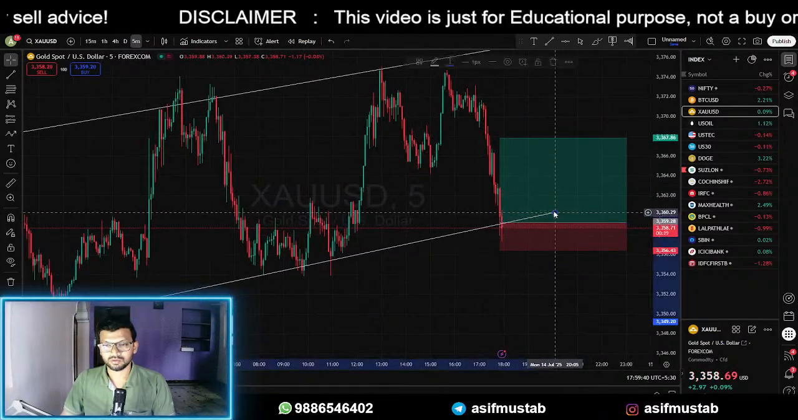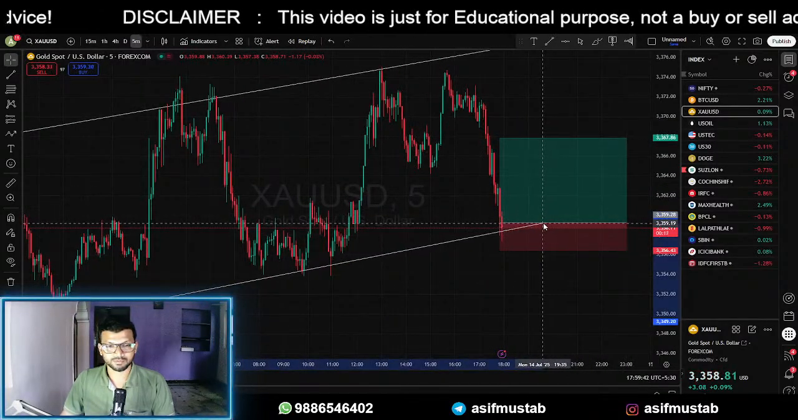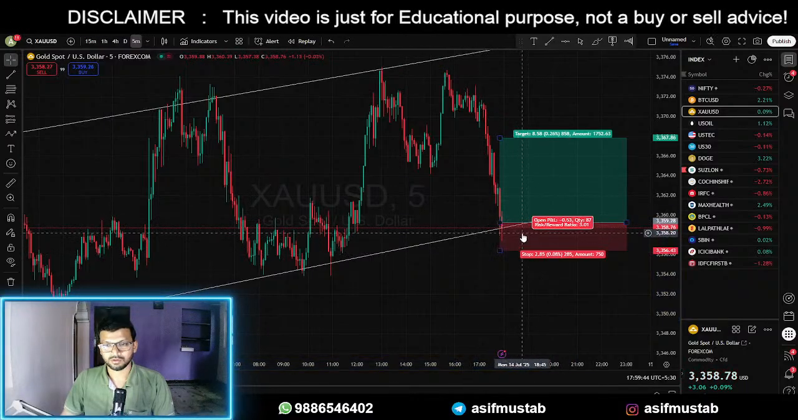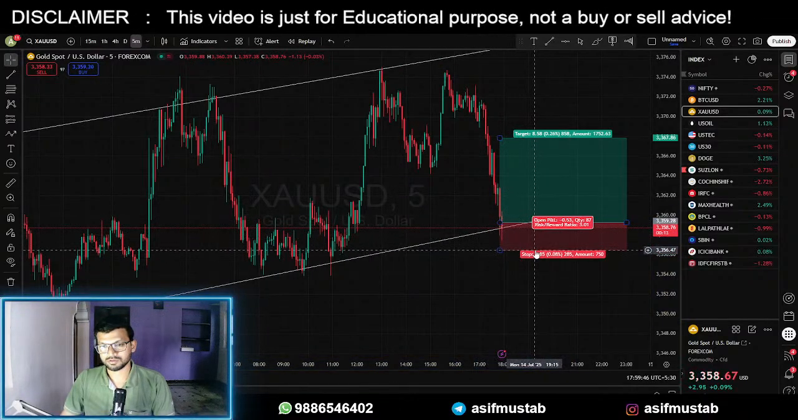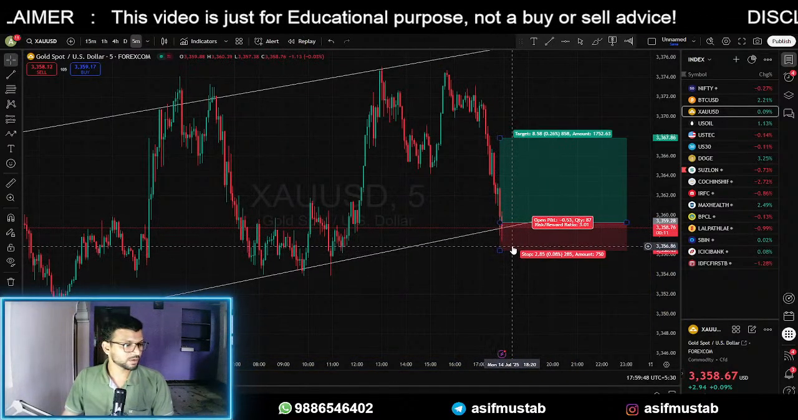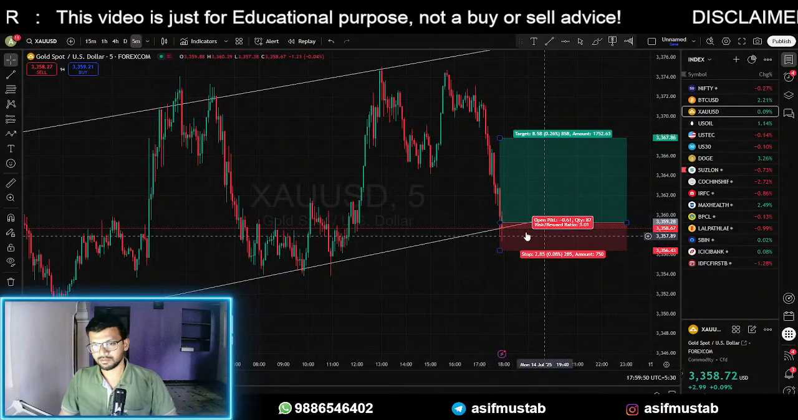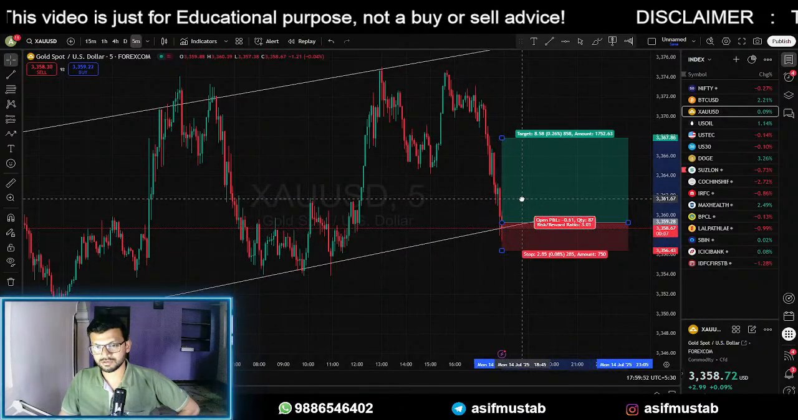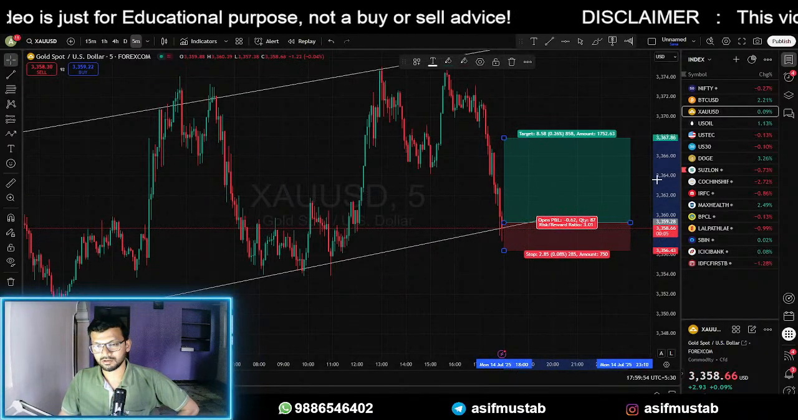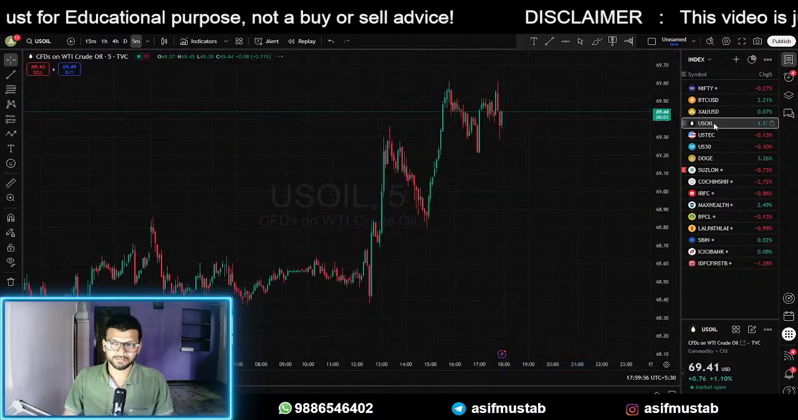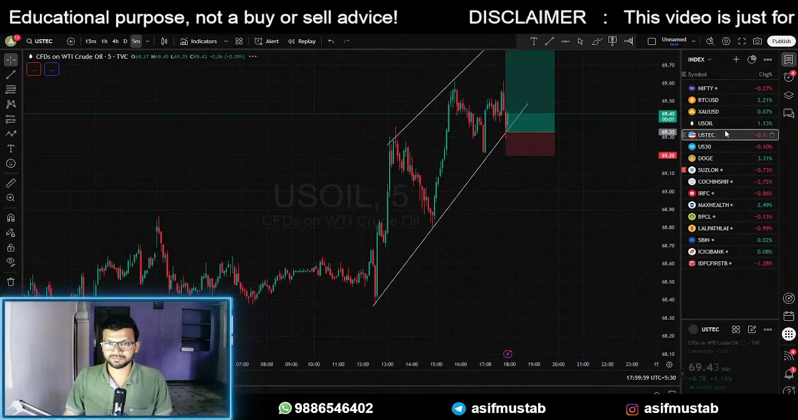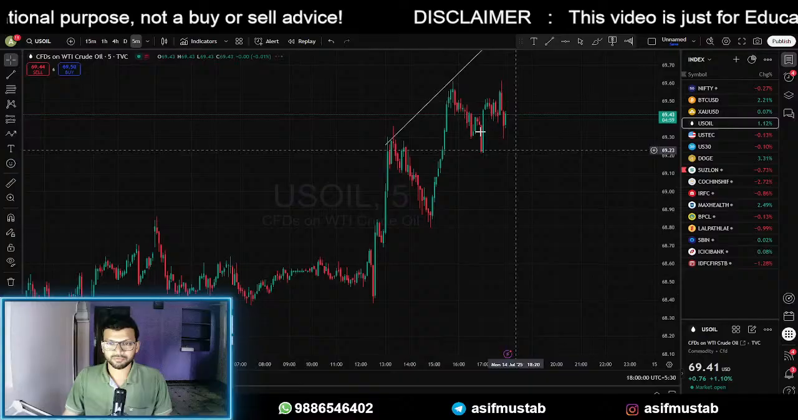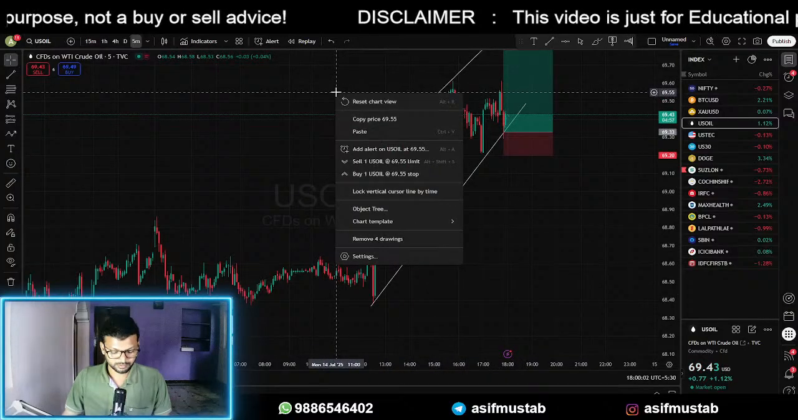Then gold has to move upside from this level. And if it comes to this SL, we should take our SL, and if it moves at least half of this target, we will trail our SL to our buying price. Now we'll focus on US oil and US tech.